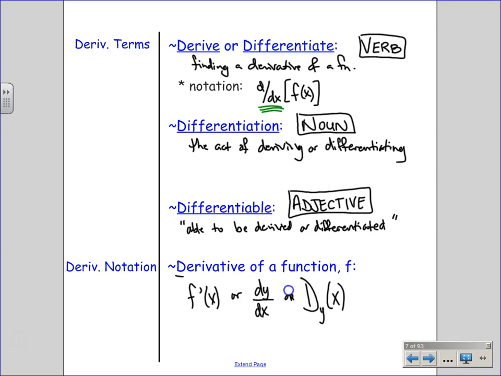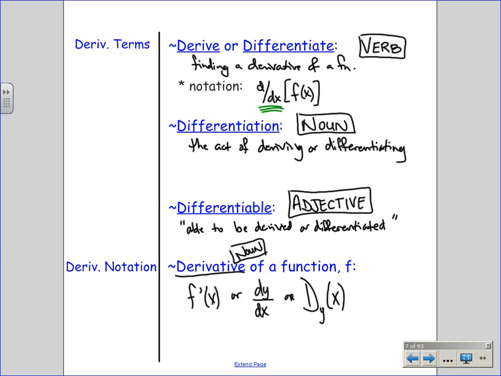P.S. Guess what derivative is? Verb, noun, adjective, adverb? Noun, definitely the derivative of a function. But a different type of noun. Talking about the derivative itself, not just the act of deriving or differentiating.